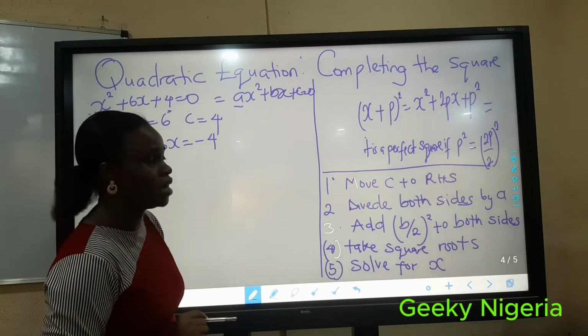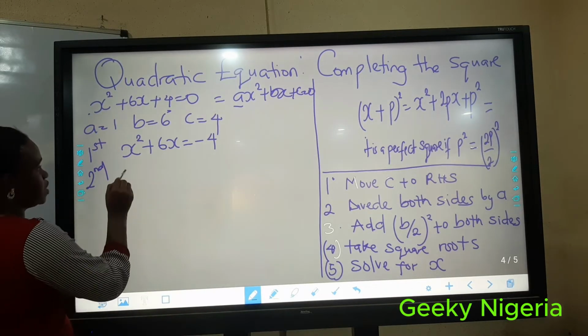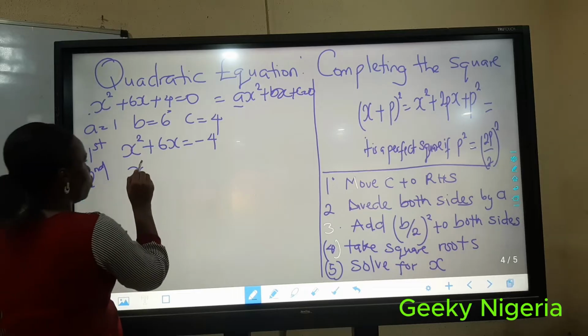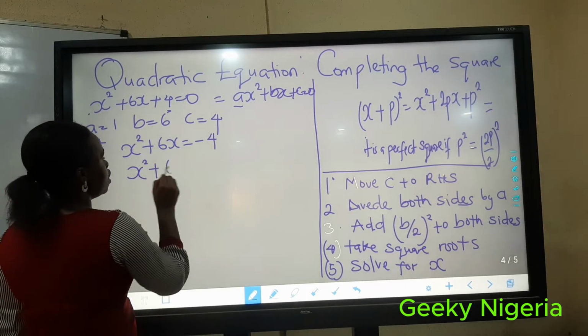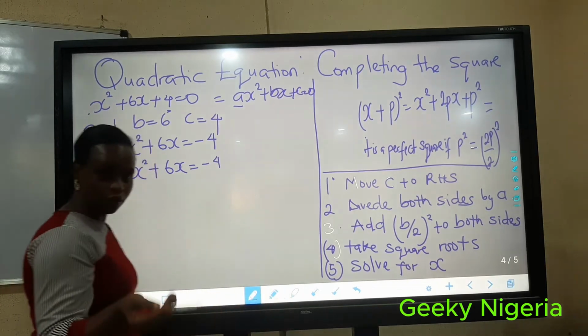Second step says divide both sides by A. Our A here is 1. So it means we're going to be having the same thing. We're dividing everything by 1. You see we're having x squared plus 6x all over 1 is equal to minus 4 all over 1.